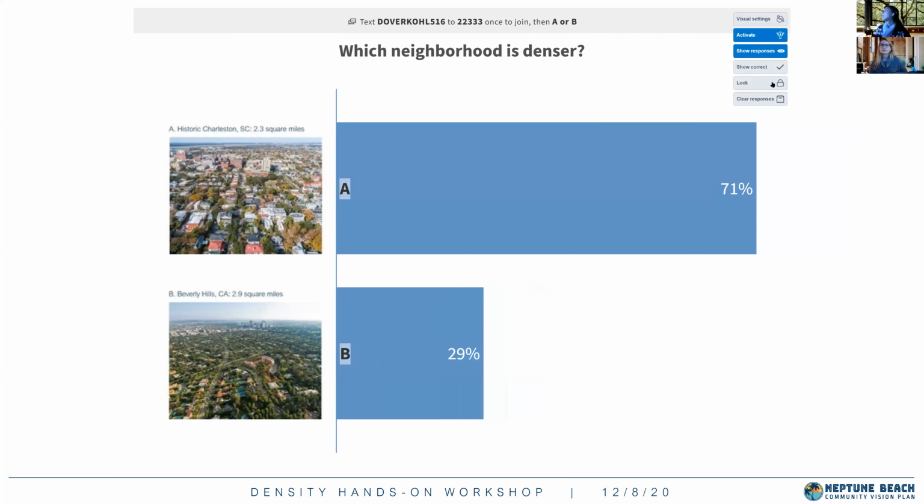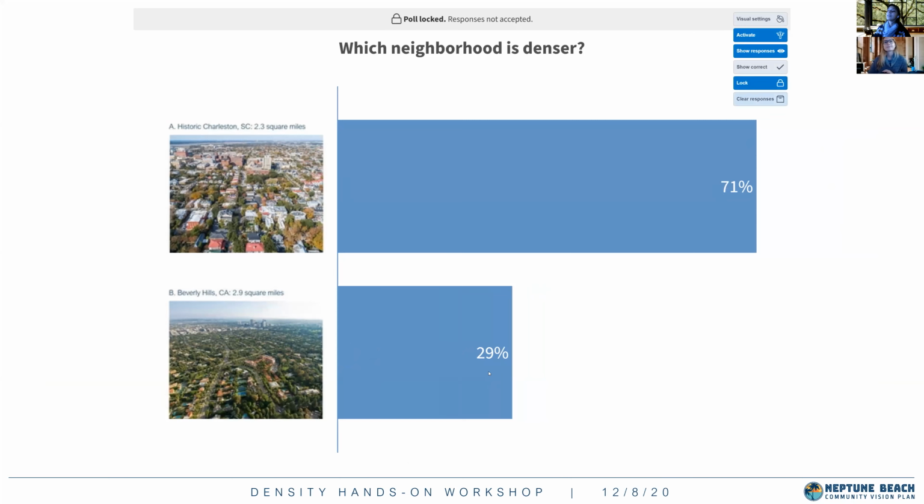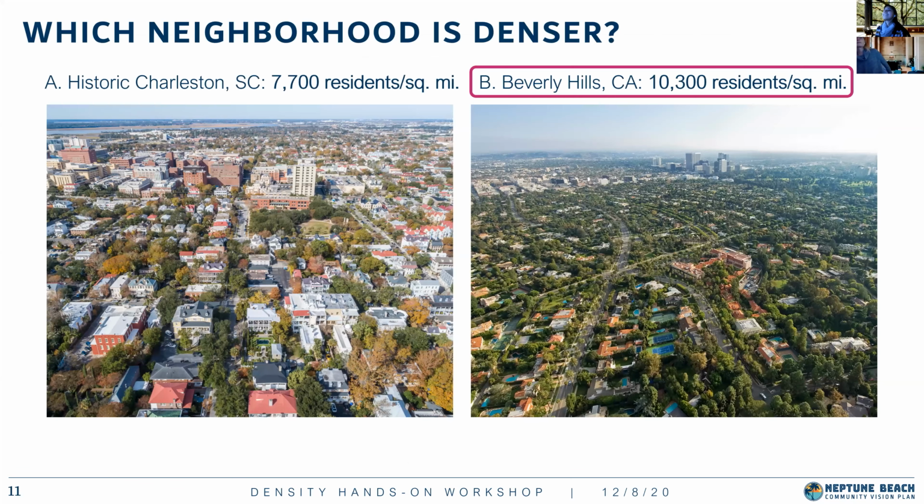Okay, I'm going to go ahead and lock it. A couple more people answering. All right, I'm going to lock it and then we'll show the answer. So Beverly Hills, California has more residents per square mile.